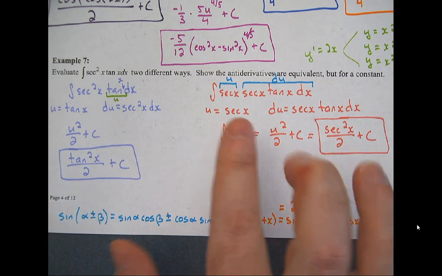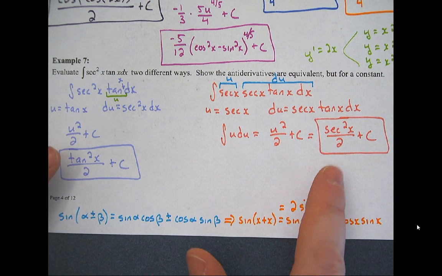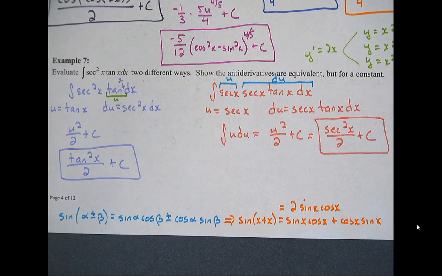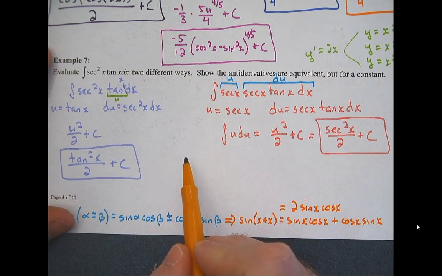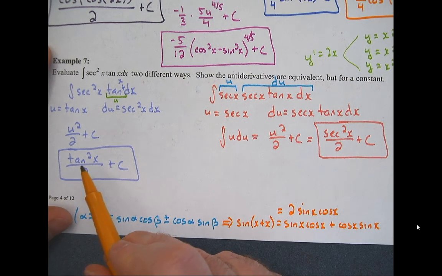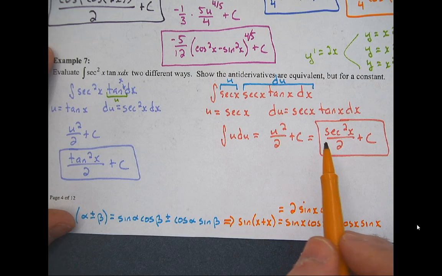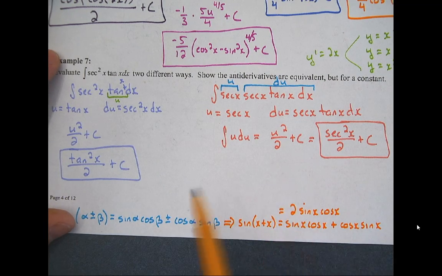So at the end, we wanted to show that we could evaluate this, and then the end says, show that these antiderivatives are equivalent but for a constant. I'm not going to go too deeply into this. I think the quickest way to explain it is to remind you. Remember that there is a relationship, one of our Pythagorean identities, between tangent squared and secant squared? Hopefully you remember that there is one.